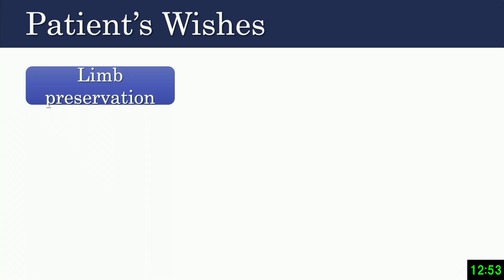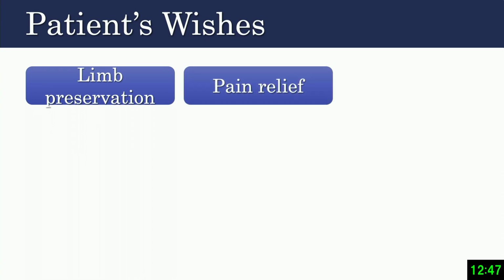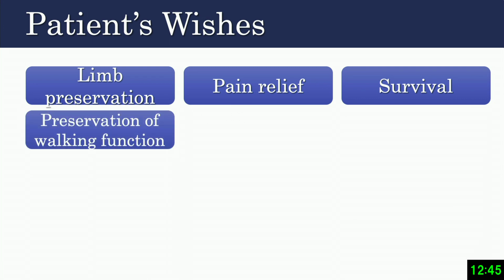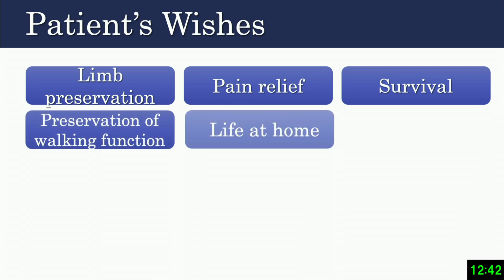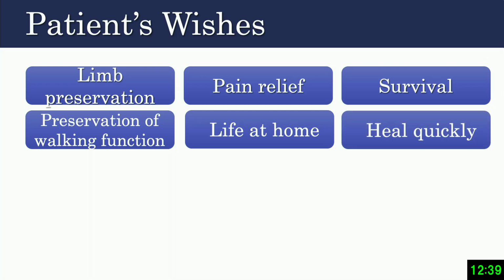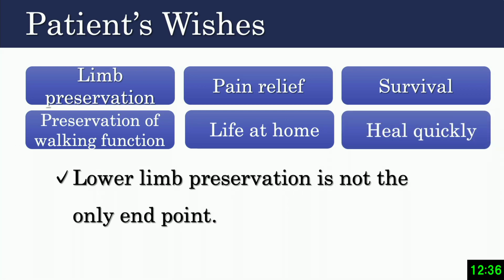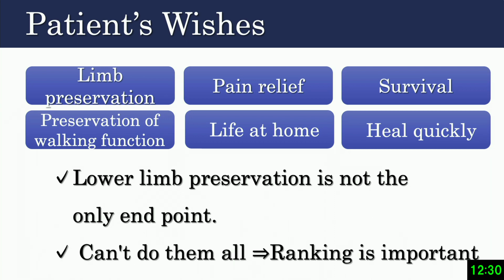We also ask the patient their wishes. The patient wishes for limb salvage, pain relief, survival, preservation of working function, life at home, or healing quickly. So lower limb preservation is not the only endpoint. But we can't do them all, so ranking is very important. Revascularization is also needed after asking the patient's wishes.